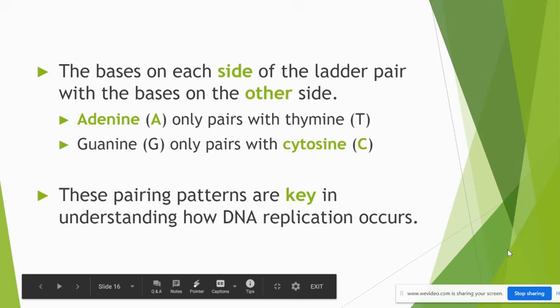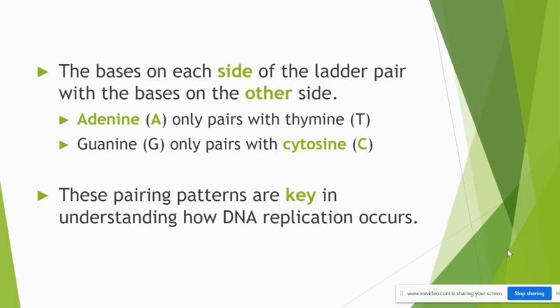Now, each of those bases has to pair up with a specific base on the other side, and they can't mix in with other bases, or it creates an issue with how the DNA is replicated. So adenine can only pair with thymine, and guanine can only pair with cytosine. So these pairings are key in understanding how DNA replication occurs. They have to match up with those other pairs in order for it to be completed correctly and function.